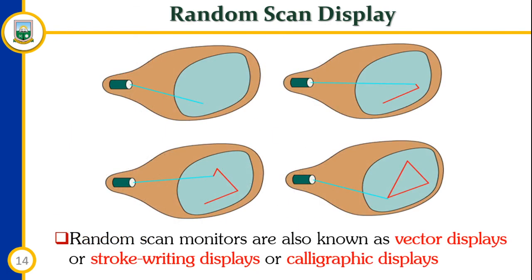So from here, as I told you, it works just like the CRT. In this case, we have the electron beam being fired from the tube to the screen. This is the screen, as you can see. Now this time we want to construct a triangle. So it hits the first point of the triangle, the first point where the triangle will begin to construct.